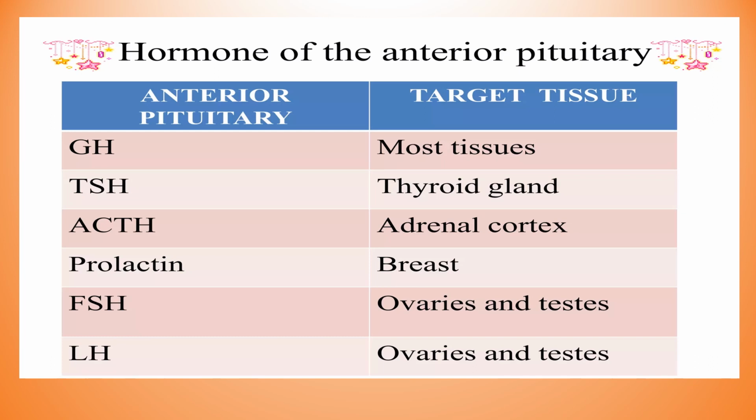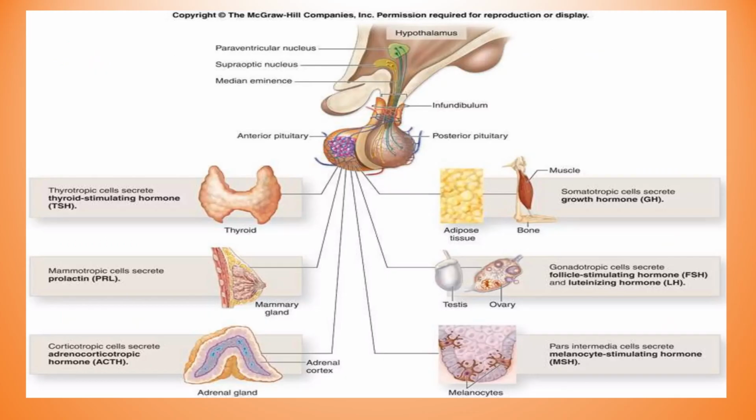And we see the hormones of the anterior pituitary. The anterior pituitary has growth hormone, which acts on most tissues, and thyroid stimulating hormone, which acts on the thyroid gland. Adrenocorticotrophic hormone acts on the adrenal cortex. Prolactin acts on the breast, follicle stimulating hormone acts on the ovaries and testes, and luteinizing hormone also acts on the ovaries and testes. We'll see how the anterior pituitary hormones are secreted.